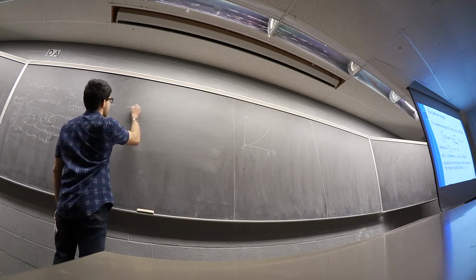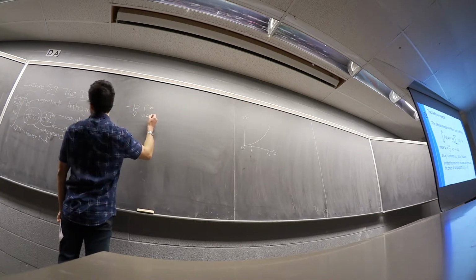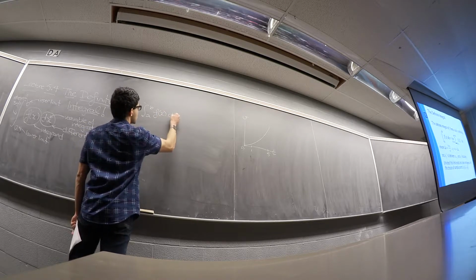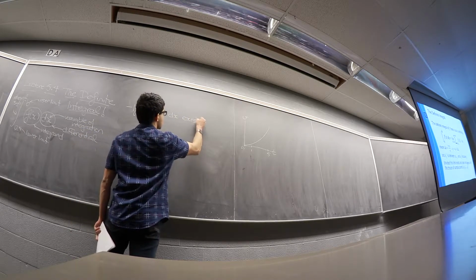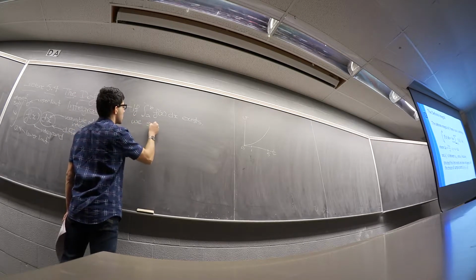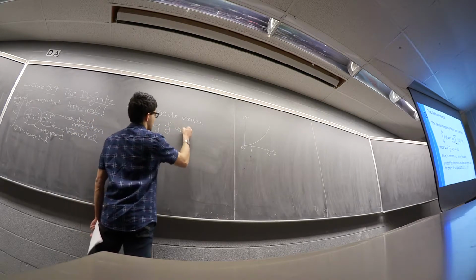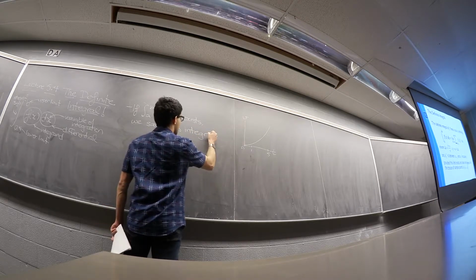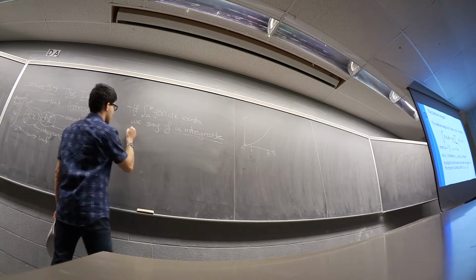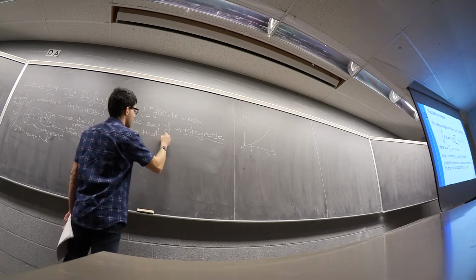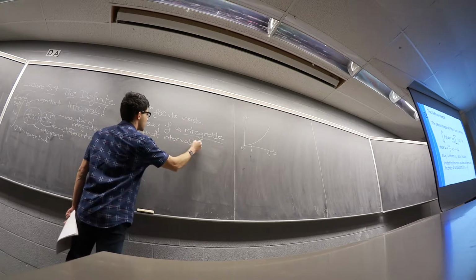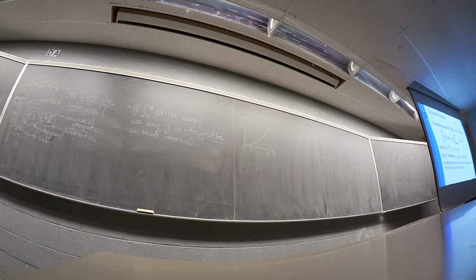If this thing exists, if that limit exists and it doesn't depend on the sample points, we say f is integrable on that interval between a and b. Like differentiable, now you can take the integral, so you say it's integrable, one or the other. Okay?